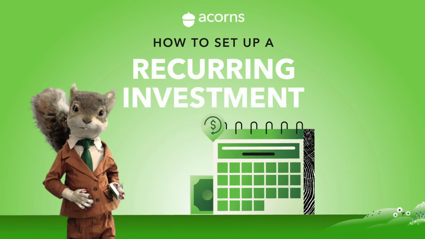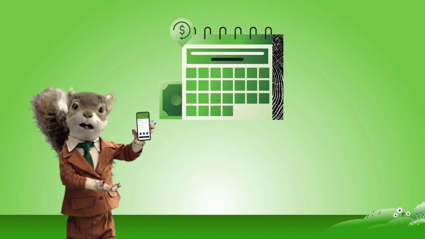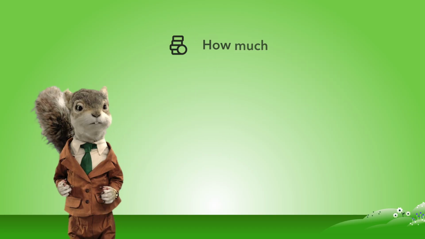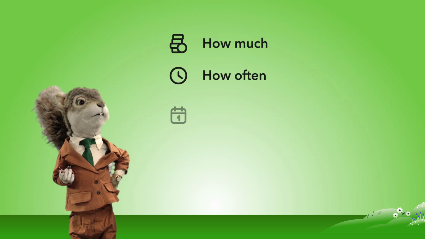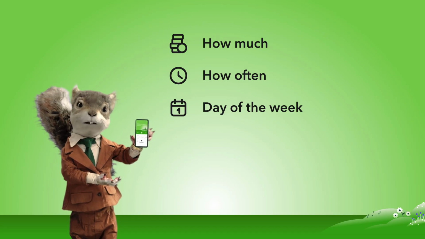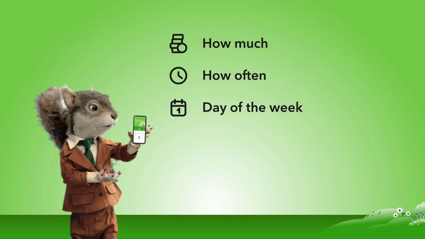How to set up a recurring investment. Recurring investments allow you to automate contributions to your Acorns accounts. You choose how much, how often, which day of the week suits you, and we'll take care of the rest. The easiest way to set up a recurring investment is through the Acorns Money Hub.